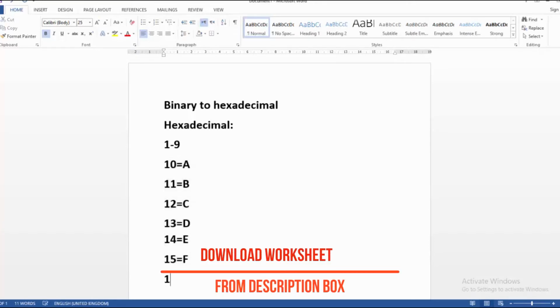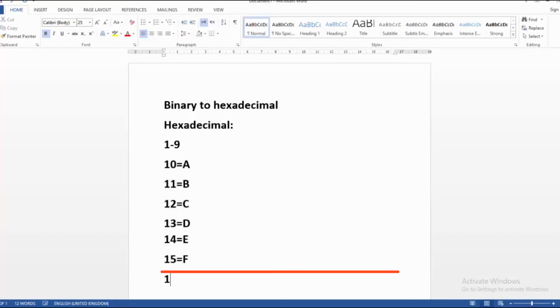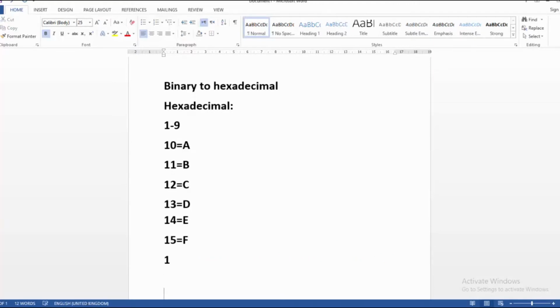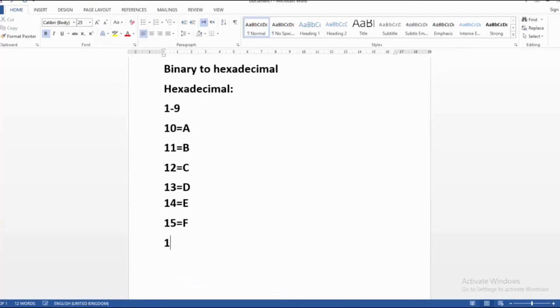Now let's suppose there is a binary number. This is our conversion. There are 4 bits, which means 1 nibble, and then another 4 bits. 4 bits equals 1 nibble, right? So these are 8 bits, which means we have 1 byte, and then we have to convert this binary number into hexadecimal.